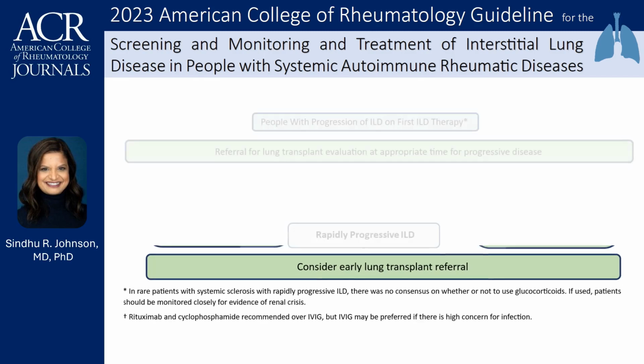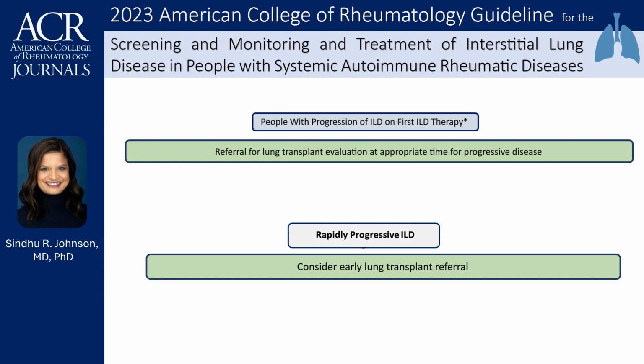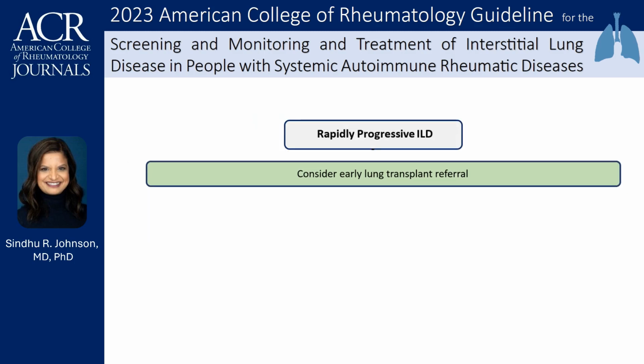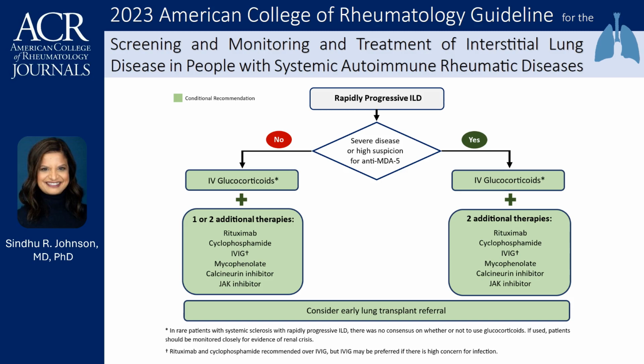When it comes to progression of disease, if someone has failed their first line therapy, we conditionally recommend referral for lung transplant evaluation at an appropriate time and to an experienced center. Not everybody will have access to an experienced center, but the patient panel told us that they would be willing to travel if needed to be seen at an experienced center and that they would value referral. Now, in the setting of rapidly progressive disease, these are patients that really do have poor outcomes, and the medical management may just be a bridge to transplantation. And so, early referral to a lung transplant center should be considered in these patients.